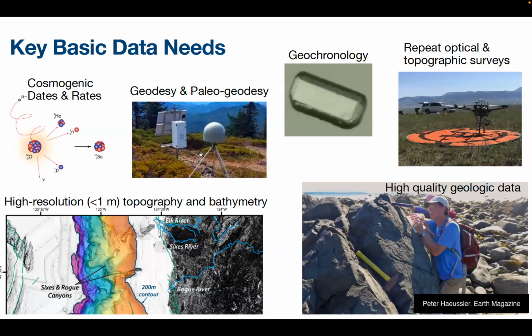Okay, so throughout this process, this is just kind of a laundry list of some of our key basic data needs to address the science questions. High resolution topography and bathymetry was a very key data need. High quality geologic data, as well as repeat optical and topographic surveys. Geochronology and high throughput geochronology was considered very important, as well as different ways to get dates and rates using various cosmogenic techniques and geodesy as well.